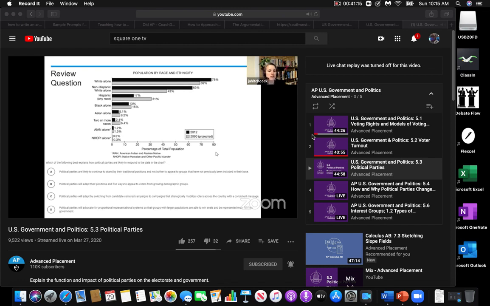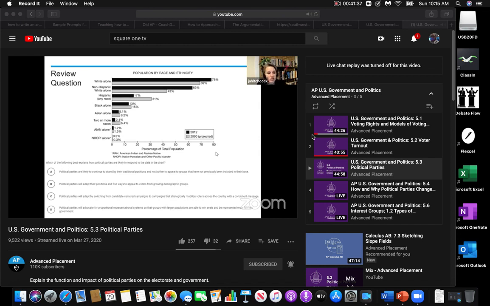All right. D, parties advocate for proportional representation systems so that groups with larger populations are able to win seats and be represented more fairly. But proportional, we may not know what that is, but we could probably deduce that proportional means how well you do in an election is how many seats you get. That seems to be a logical thing, and that is what it is.